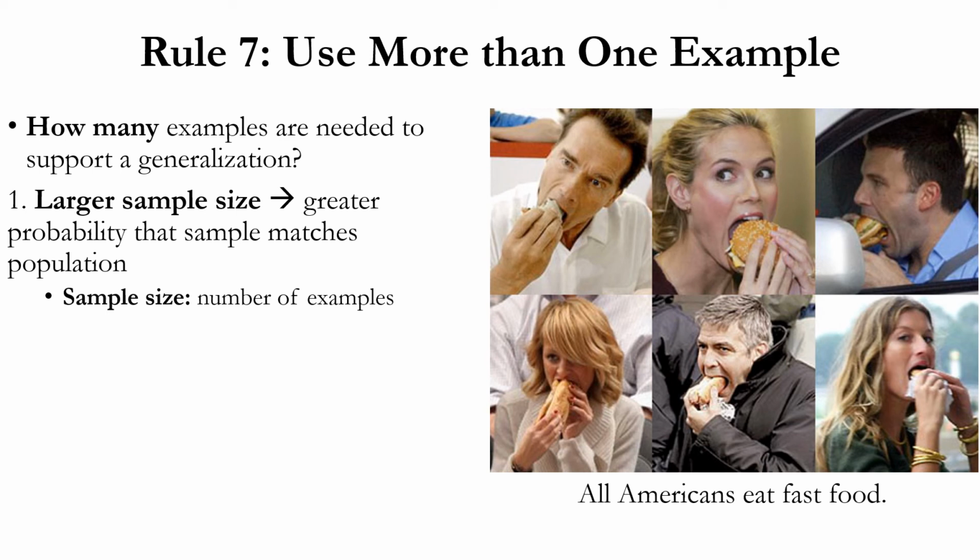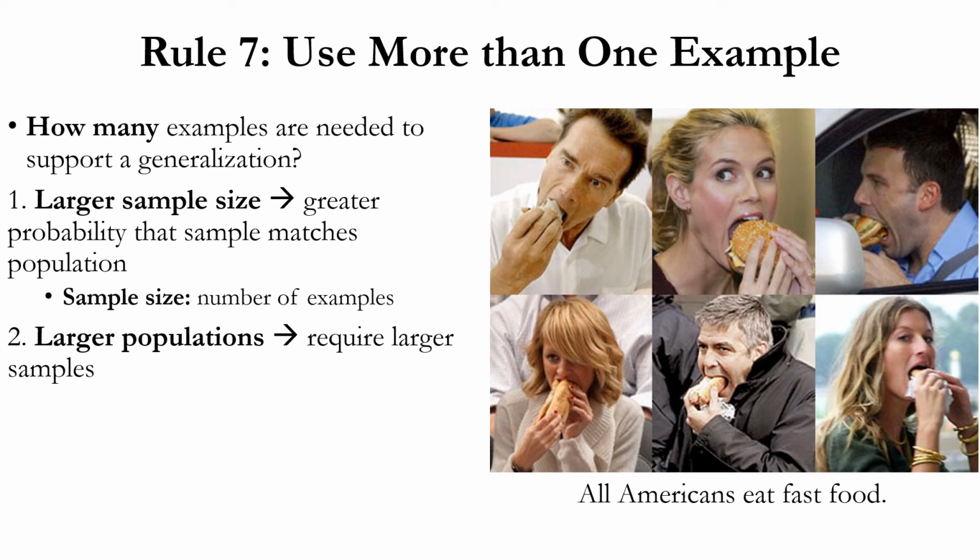Inductive generalizations are always invalid. They're always a matter of probability. So the more examples, the better in most cases. The only exception would be if you're taking a biased sample, and so the more examples you get, the more it biases your results. We'll talk about this in a later video, but all things being equal, larger sample sizes are better.